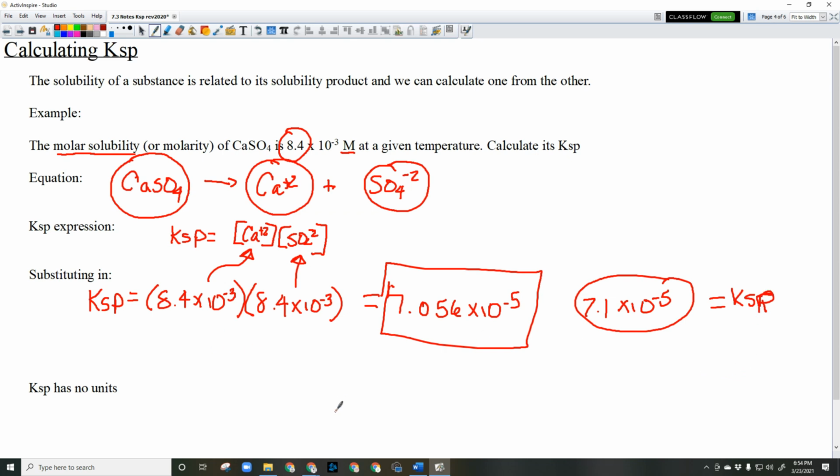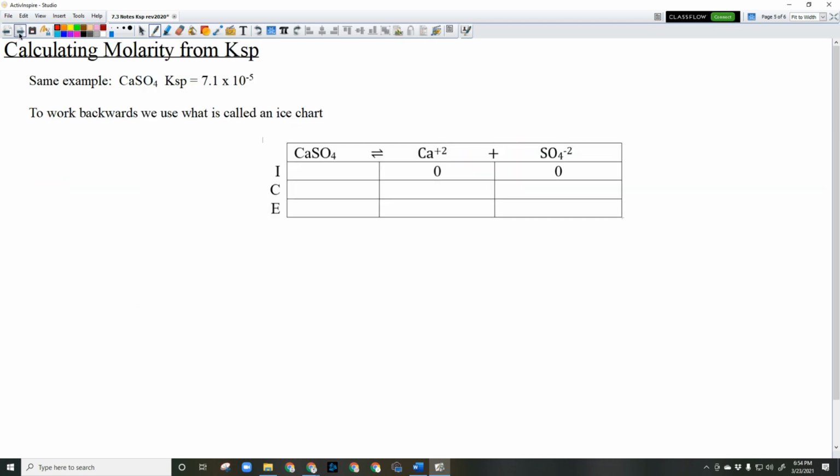So easy peasy. Okay? So now we can calculate the molarity from the Ksp. So we're going to use the same example, CaSO4, but the Ksp is going to be given to us, and we need to calculate the concentration, the molarity.